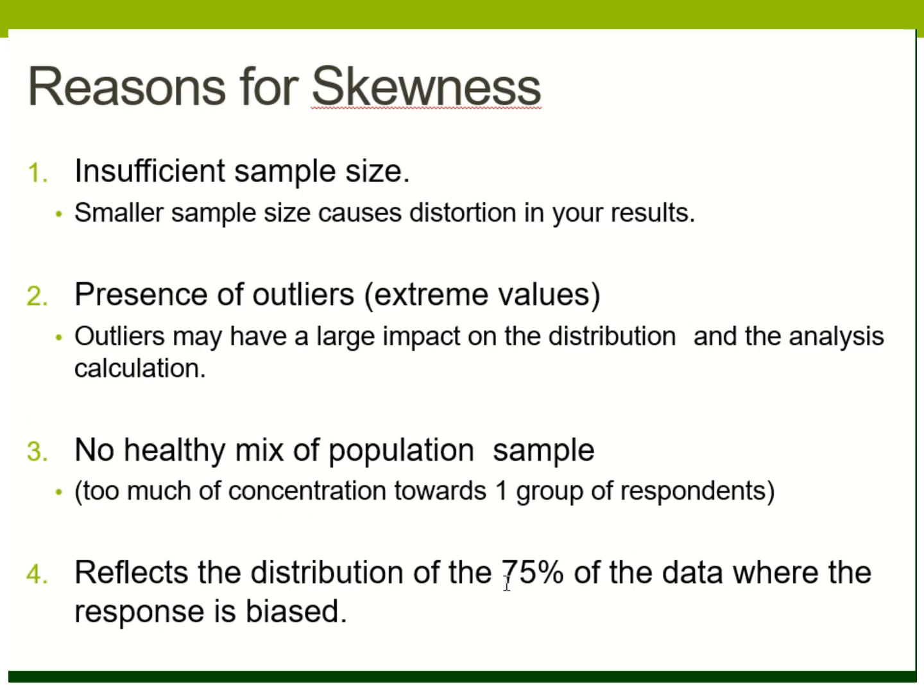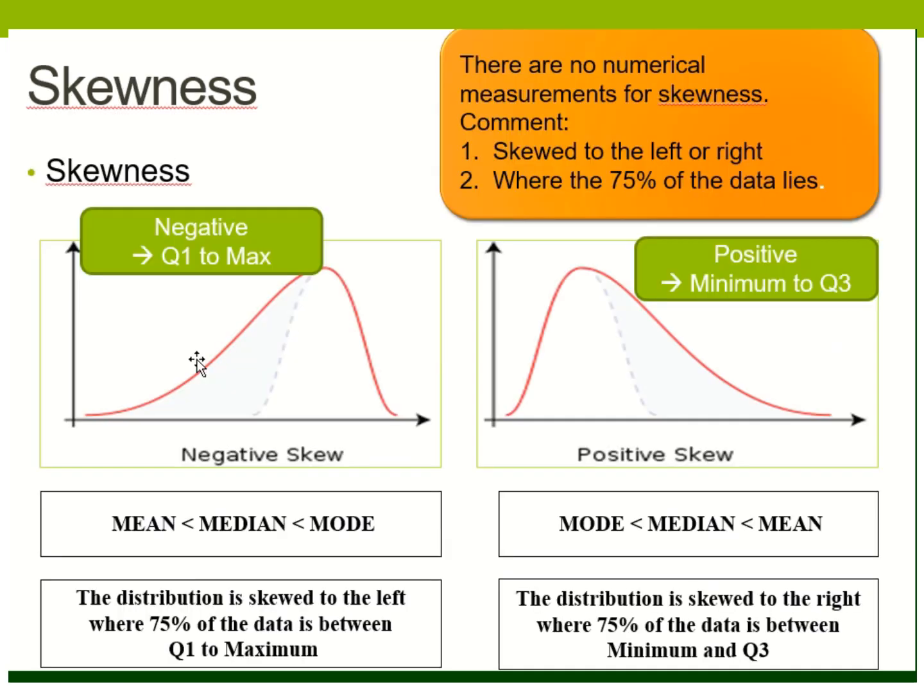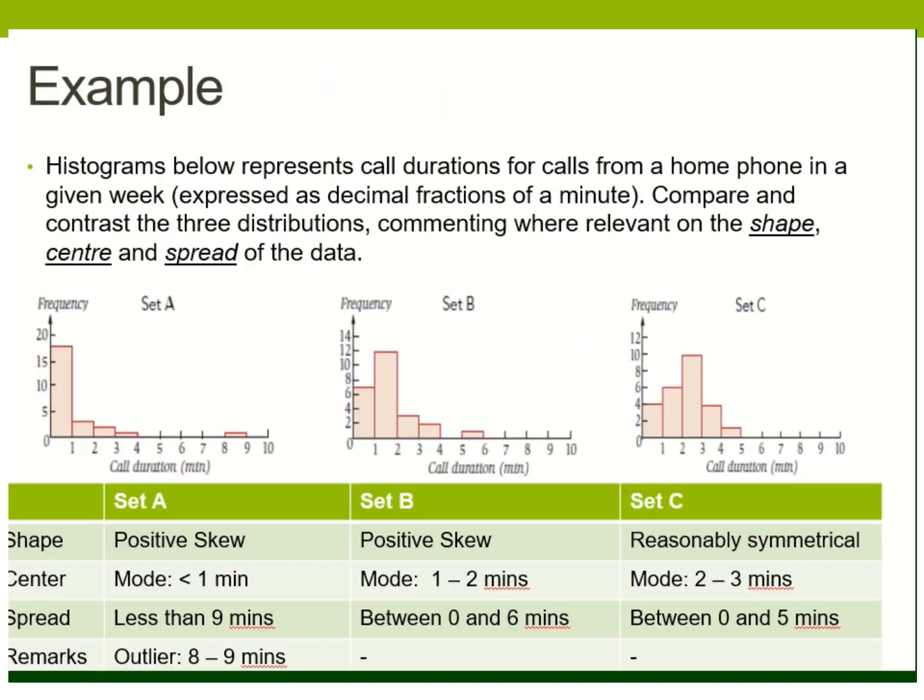Reflects the distribution of the 75% of the data where the response is biased. Okay, you can actually see where is 75% of your data. In this case, I can see 75% of my data is between Q1 to maximum. Here, 75% of my data is from minimum to Q3. All right, so you can just read through this. This is actually just repetition.